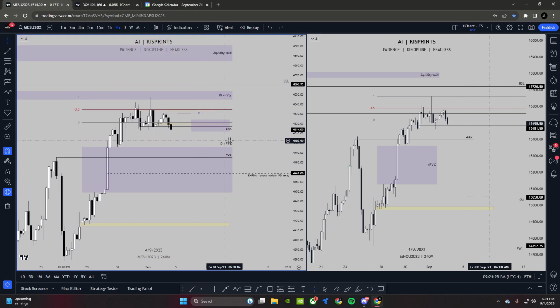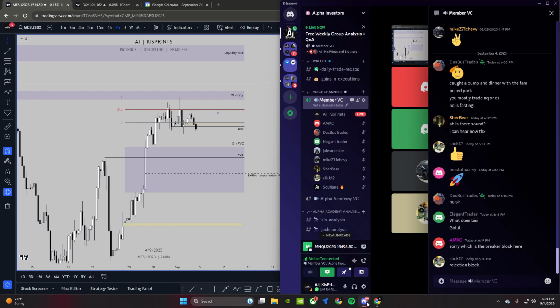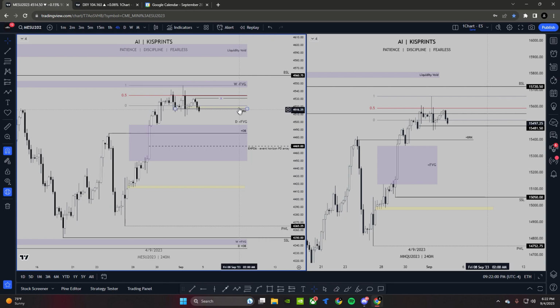Ultimately, I want to be targeting, and I did recently just find this out, we have an event horizon PD array, which is going to be the current new week opening gap and the previous new week opening gap. If we take the 50% of both of them, this is the EHPDA right here, and we can expect price to draw to this PD array. So if we are looking for shorts going into Wednesday, Thursday, I'm going to be targeting 44.69 right there. So that's higher time frame analysis for ES.